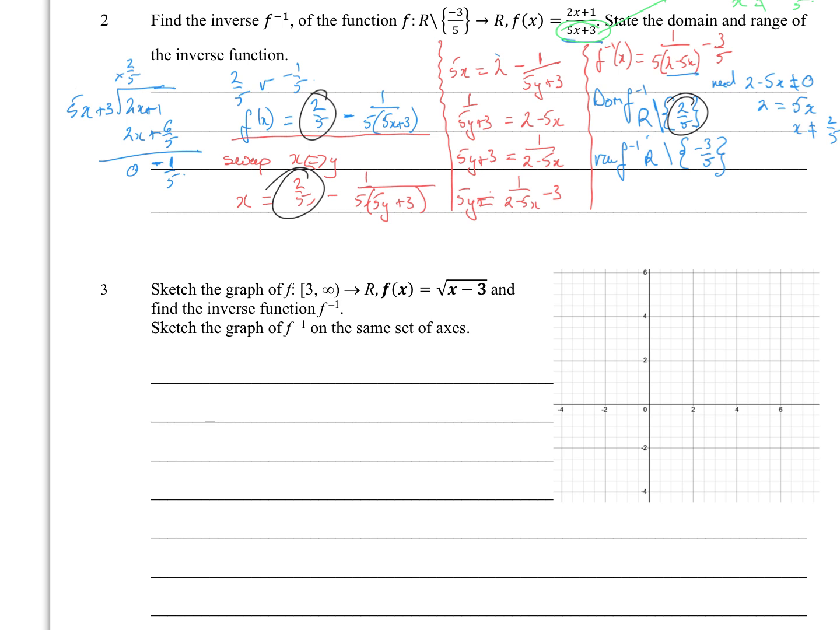Sketch the graph of and find the inverse function. Okay, so it's a square root function. Minus 3 inside the function means I've gone to the right 3 units. Now just try and pick a point. If I put x equal to 4, I'll get 4 minus 3, which is 1. Square root of 1 is 1. So it goes through the point 4, 1, which is there.